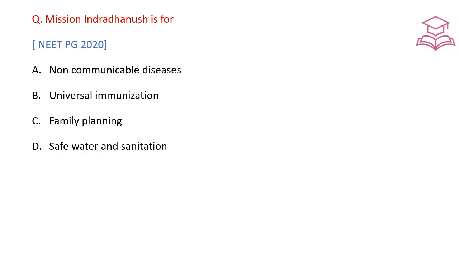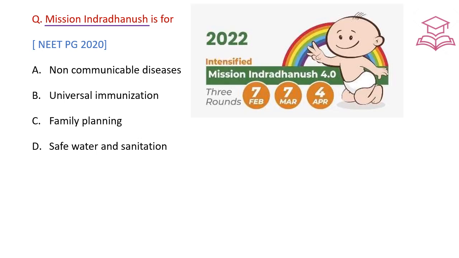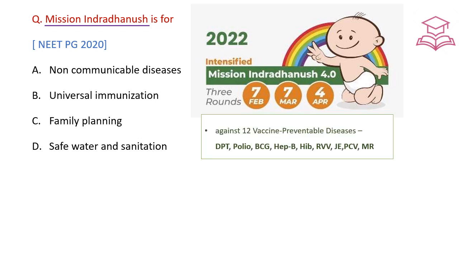Mission Indradhanush is 4. The current one is Intensified Mission Indradhanush 4.0, launched in 2022, conducted in 3 rounds, 7th February, 7th March and 4th April. There are 12 vaccine preventable diseases covered in Mission Indradhanush 4.0, which are diphtheria, pertussis, tetanus, polio, childhood TB, hepatitis B, Haemophilus influenzae B, rotavirus, JE, pneumococcal, and measles rubella.